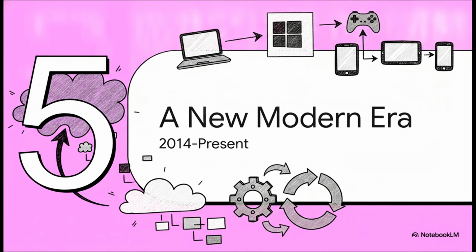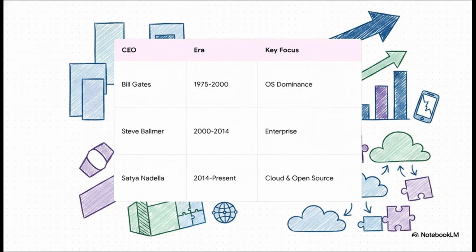Realizing they couldn't just keep doing the same old things, Microsoft underwent one of the most successful corporate pivots in history. And that modern renaissance was entirely driven by a major change in executive leadership. Look at this breakdown. Bill Gates built the company on operating system dominance. Steve Ballmer heavily grew their enterprise business, but obviously stumbled in that early mobile era. But then, in 2014, Satya Nadella takes over.